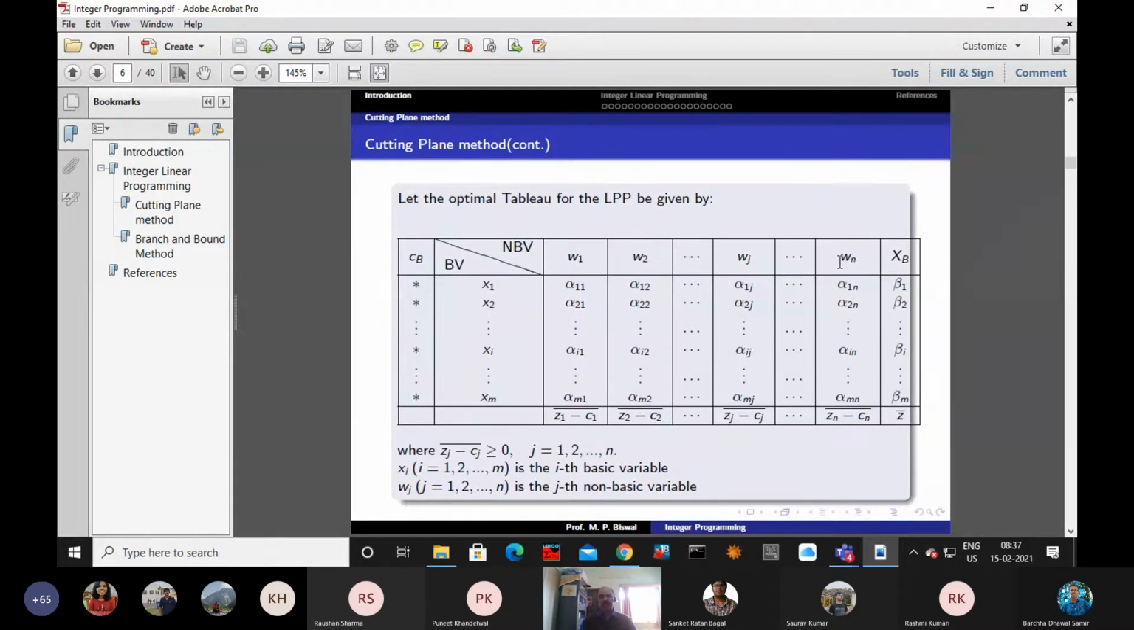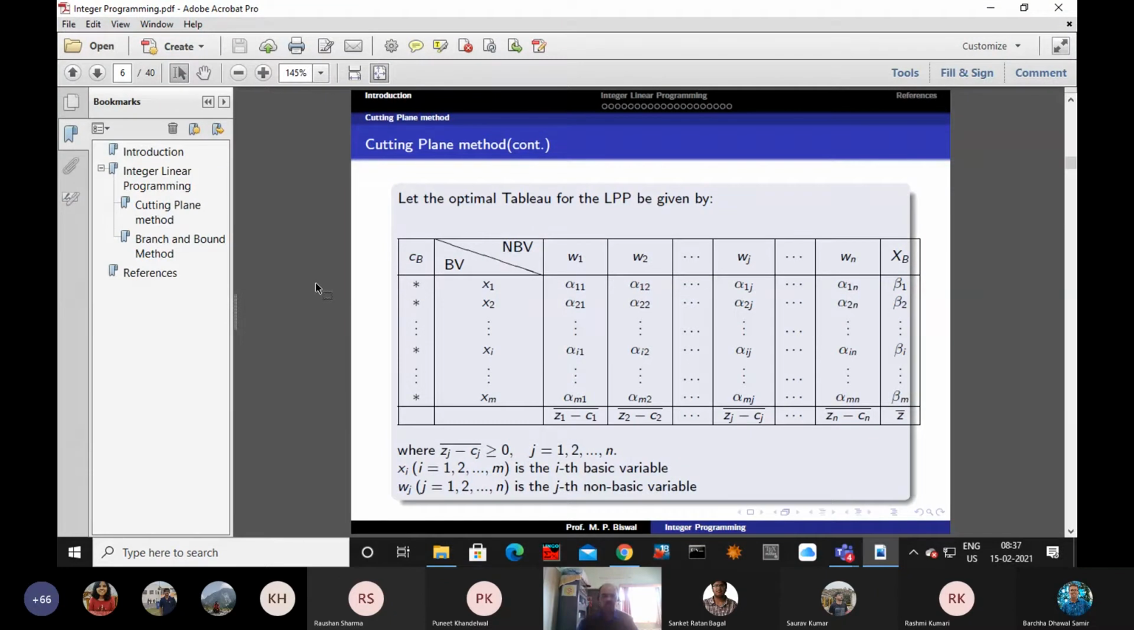Now, see, you have candidates qualified for JE and not qualified for JE. Two categories. So this plus that equals the total number of candidates. Same thing here. So these many are basic variables x1, x2, xm, they are the basic variables, and these are the non-basic variables w1, w2 up to wn.